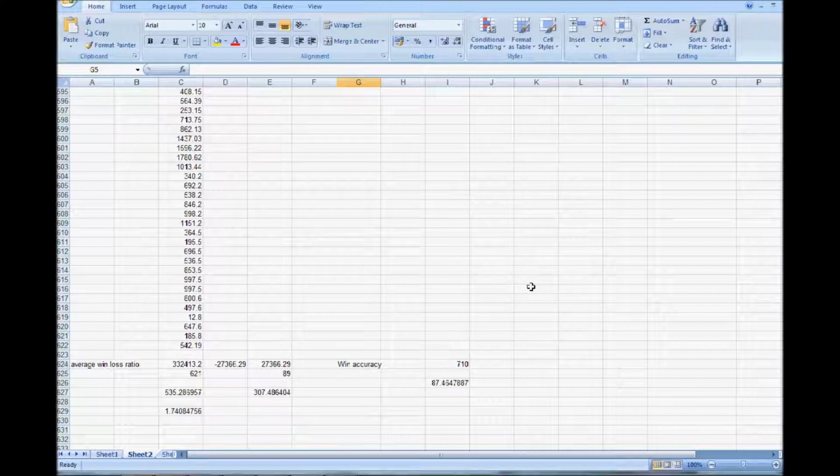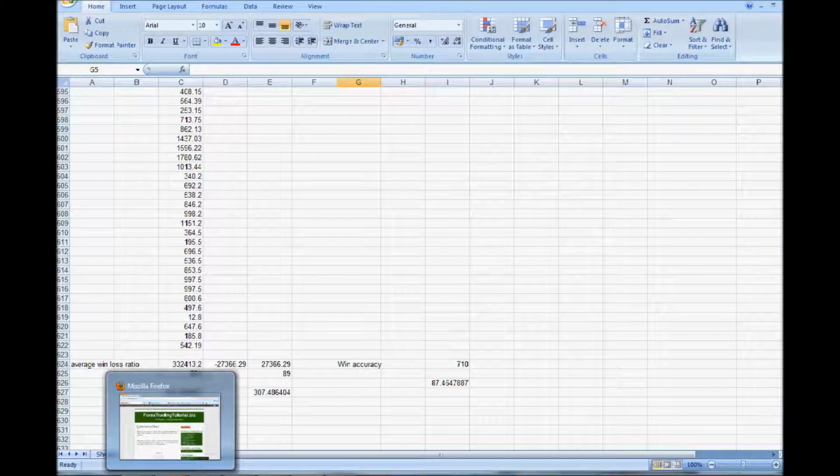All we've done is this, you would just record the wins and losses in an Excel spreadsheet, and we need to carry out, and we need to work out two things. One is the average win-loss ratio, and the other one is a win accuracy, and I'll show you why we need to do that.